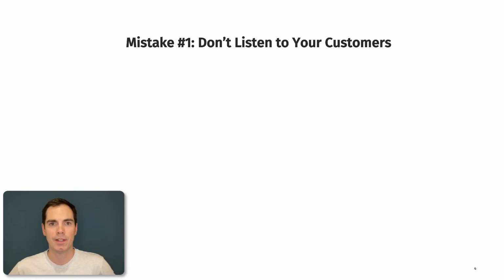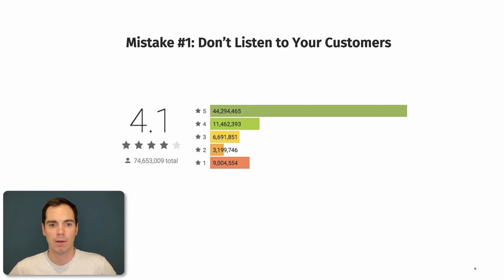Mistake number 1 is that you don't listen to your customers. And this is actually one of the most critical ones, I would say, because let's take a look at this example. This looks quite good, right? This is an example from the Google Play Store where you can see that more than 40 million users gave a 5-star rating. So all in all, you think it's good. Also, the overall rating is 4.1 stars, which assumes it's a good app. It's doing its job.